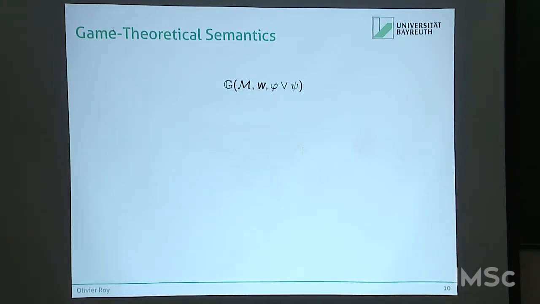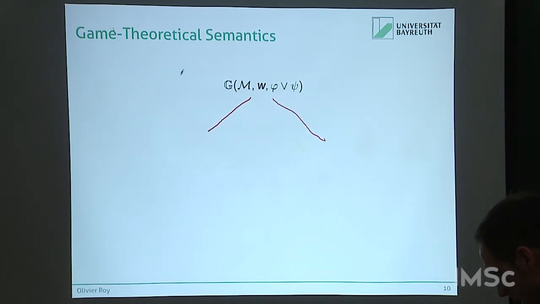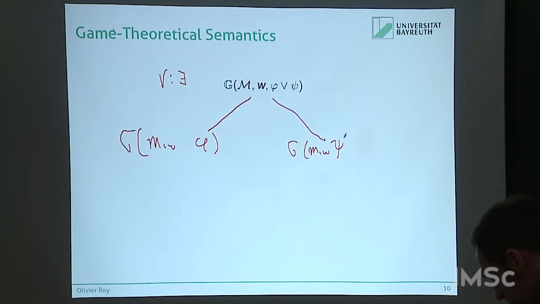The clause for disjunction is completely mirroring. If we have a disjunction, then this time it's Eloise, the verifier, who chooses a disjunct, and the game continues on that. And again, Eloise tries to show that the formula is true. If it's a disjunction, she only has to choose one of them. So if she manages to show that one of them is true, then she wins. Okay, that's good.